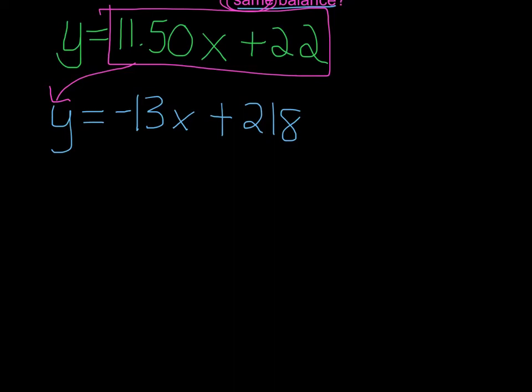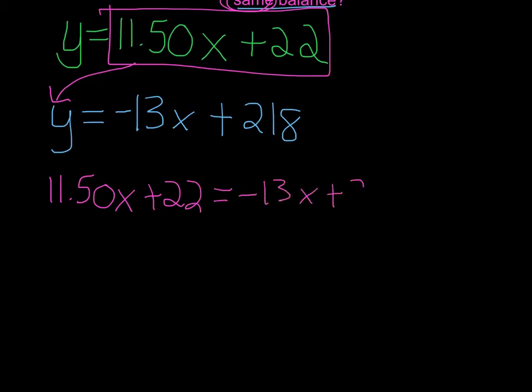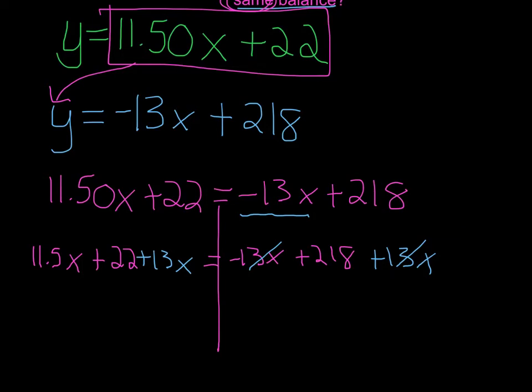So to solve this, I can write an equation, 11.50x plus 22 equals negative 13x plus 218. And I'm going to solve the equation for x. So I need to add 13x to both sides. If I combine like terms, 11.5x plus 13x, that would be 24.5x plus 22 equals 218.